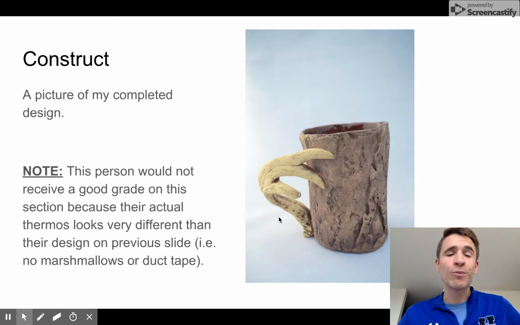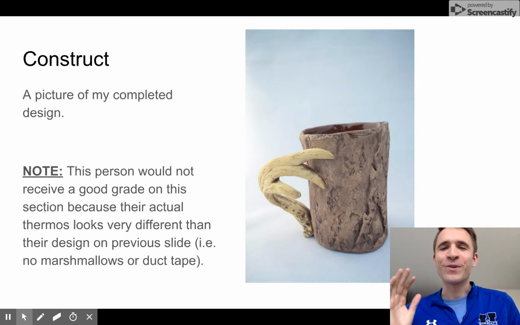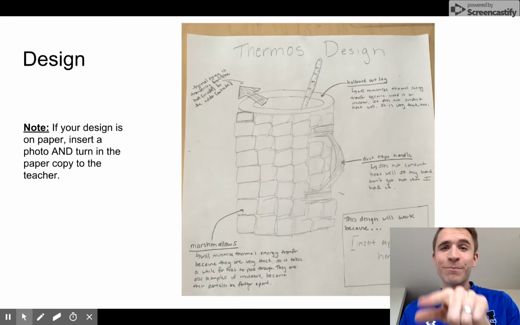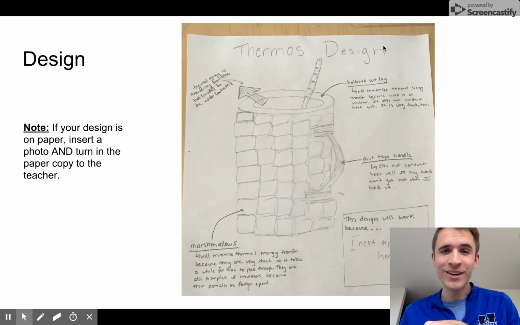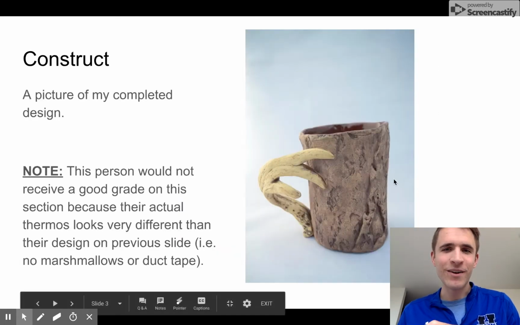I want you to turn to your partner and try to explain without looking at the screen, because I know it's on the screen right now, why would this person receive not a very good grade? You're right, because the design that you see right here doesn't really match what they made right here, right? I don't see any marshmallows. I don't see any duct tape, right? That would be a really big problem if your design doesn't match what you actually make, okay?